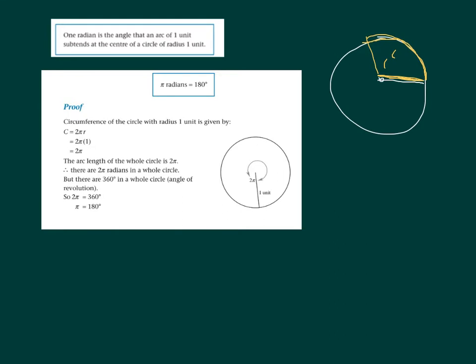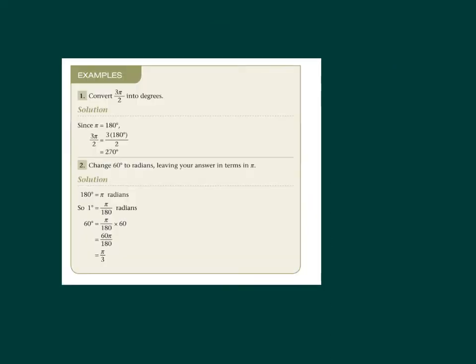By the definition given here, 1 radian is the angle that an arc of 1 unit subtends at the centre of a circle of radius 1 unit. You can see that pi radians is actually 180 degrees. If you imagine, it's 2 pi all the way around a 1 unit circle. So if it's 2 pi all the way around a 1 unit circle, then pi is simply equal to 180 degrees. Okay, now study the following 2 examples.